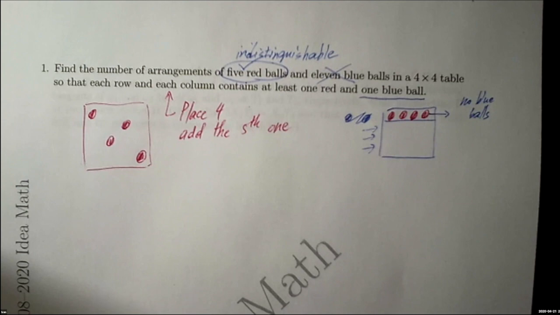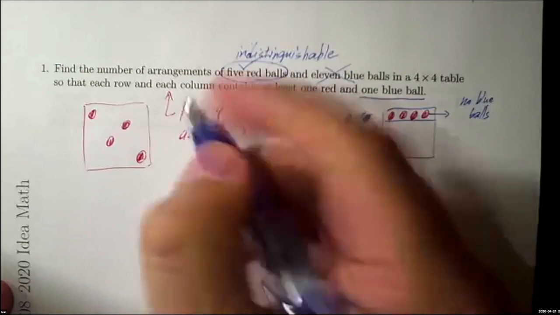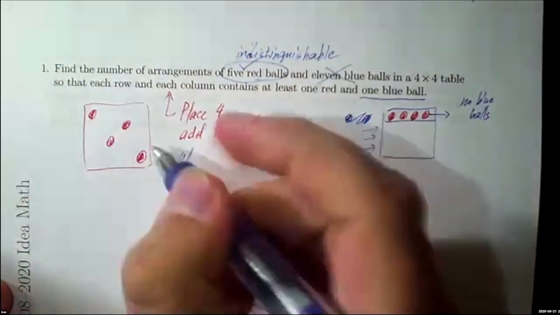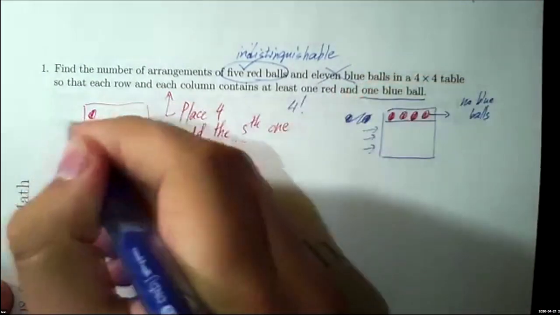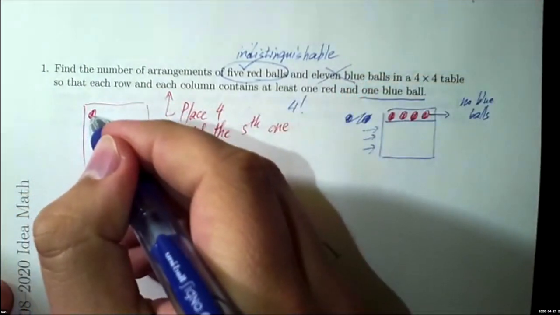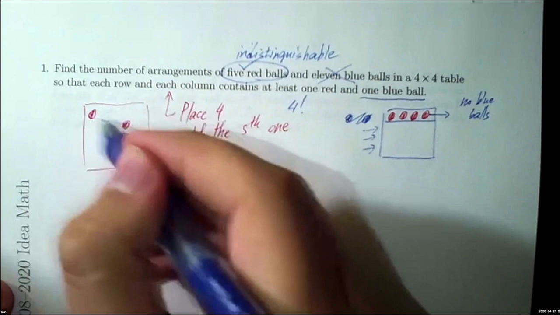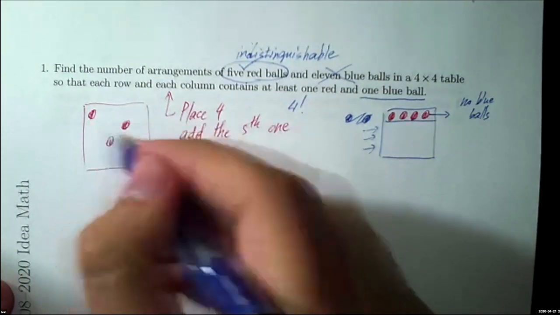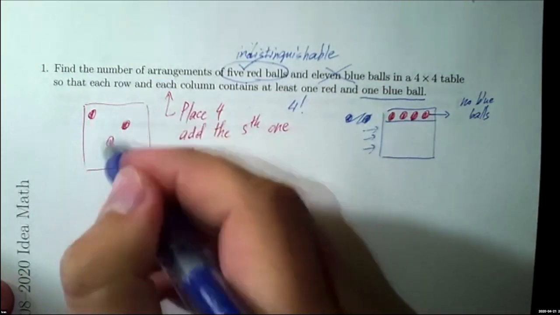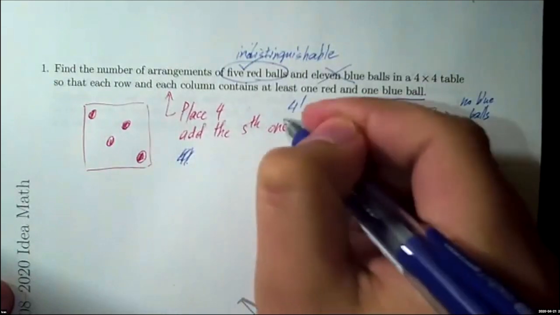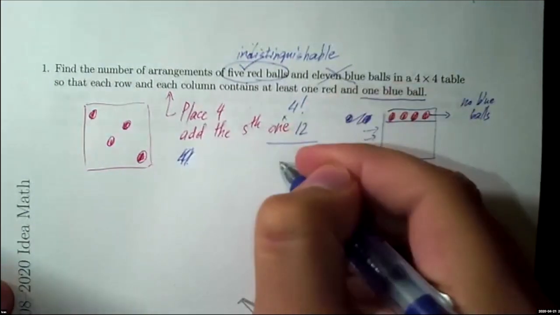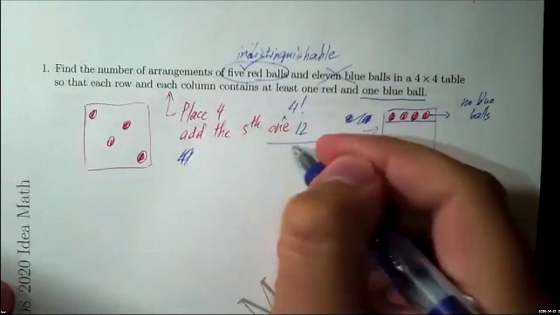4 factorial times 12, someone said. 4 factorial is the number of ways to place these 4, right? So in 4 ways we choose where the ball in the first row will be, 3 ways for the ball in the second row, and so on. And for the 5th one, there are 12 places left. So it makes sense. How much is it?